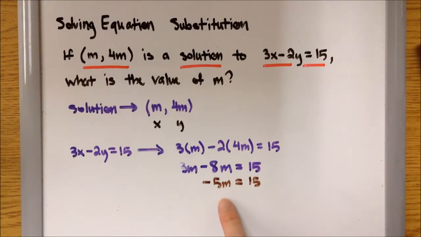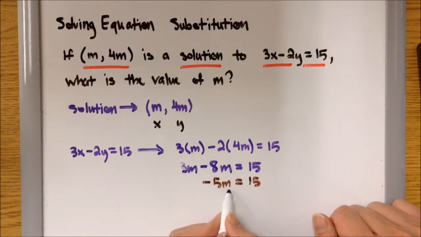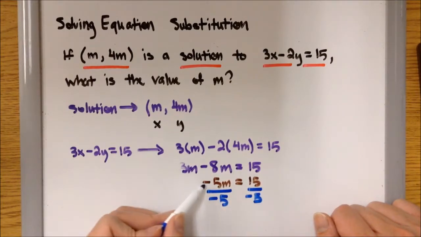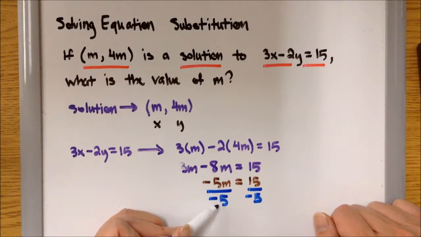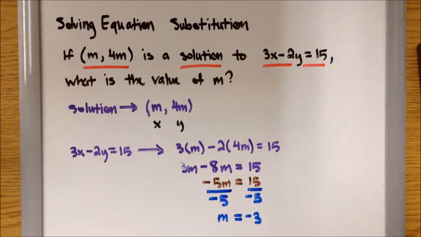So we got 1 variable now, which means that we can actually solve this. If I want to get m by itself, I need to get rid of that negative 5. Since it's multiplying the m, the opposite is to divide. I'm going to divide by negative 5 on the left, therefore I'm going to divide by negative 5 on the right. Negative 5 divided by negative 5 is 1, so I'm going to have just an m on the left side. 15 divided by negative 5 will be negative 3. So we found the value of m.